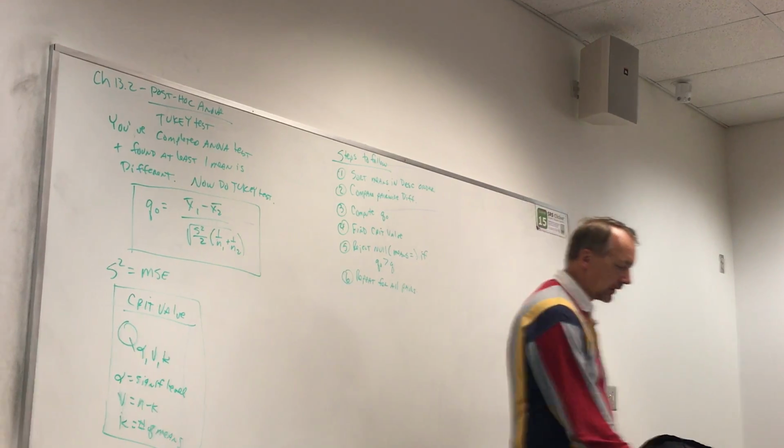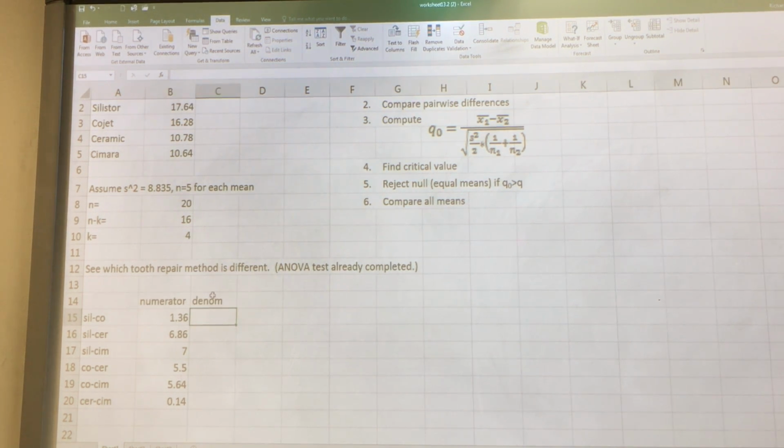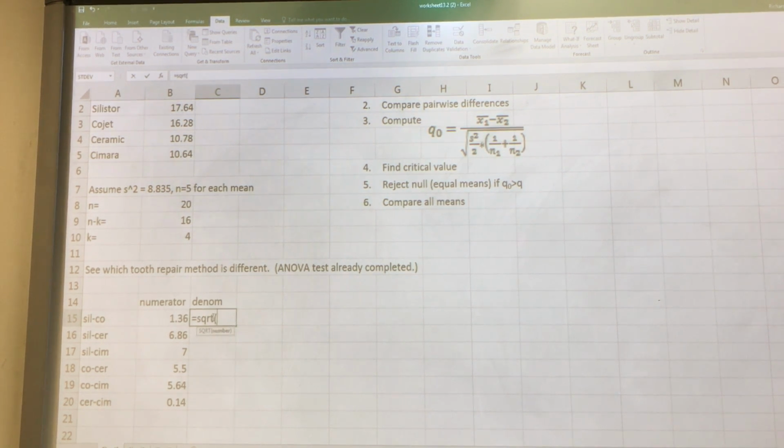Now, I'm going to do the denominator. Now, the denominator isn't always the same. However, as we look at this, the denominator is going to be the square root of my s squared, which I've already been given. That's my MSE, 8.835, divided by 2, times 1 over 5 plus 1 over 5. So in this case, my denominators are going to be the same. Now, if I've got different n's, that's not going to be the case.